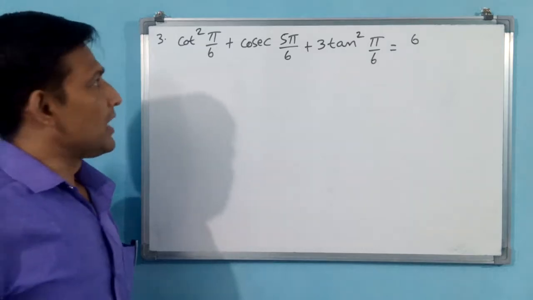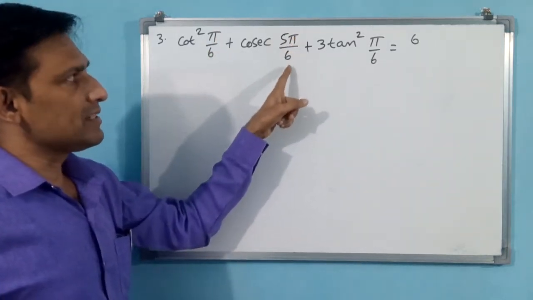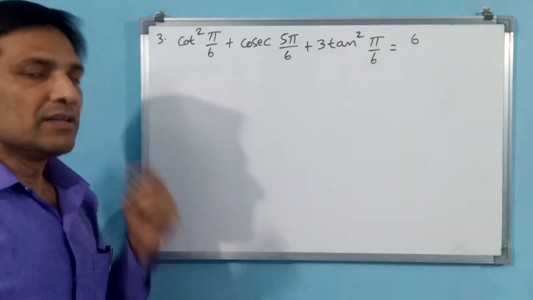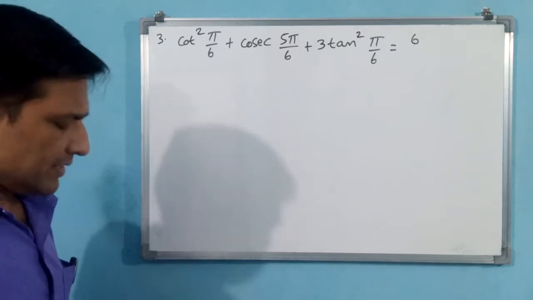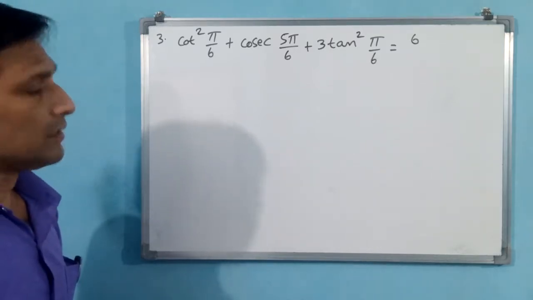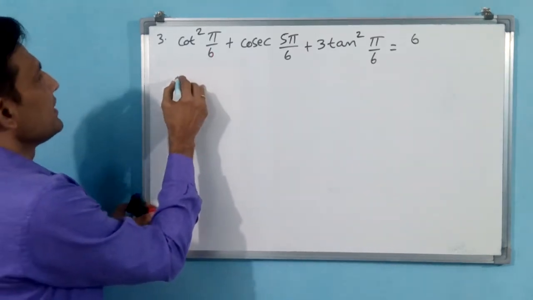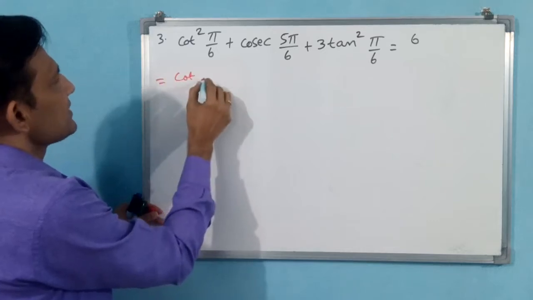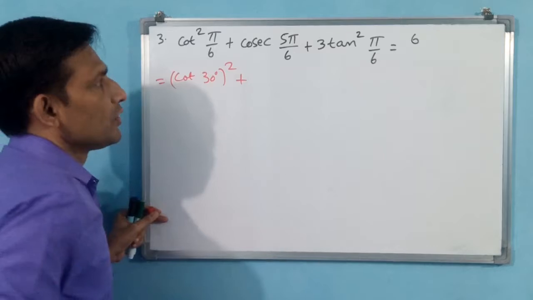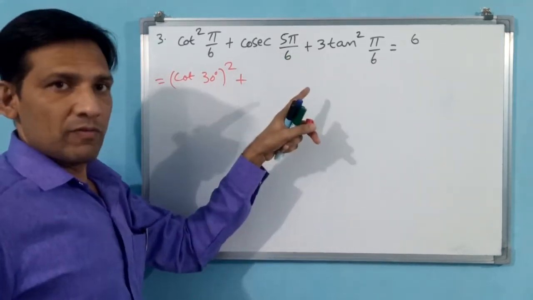See the third question. cot square pi by 6 plus cosecant 5 pi by 6 plus 3 tan square pi by 6. We have to prove this equals 6. Let us see how to convert. You convert into degrees. LHS equals cot 30 degree whole square plus, see, 5 pi by 6 means pi by 6 is 30, into 5, 150 degree.